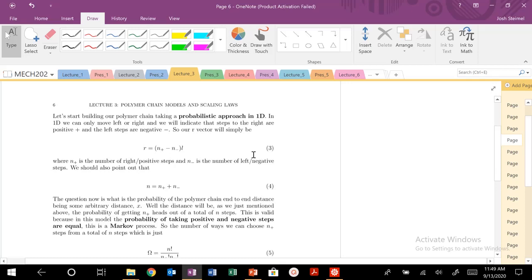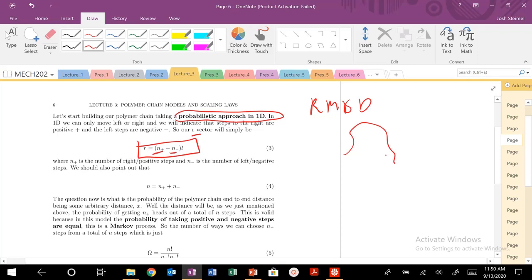So again, we're going to take this probabilistic approach. My R vector, my root mean squared distance, my RMSD, at the end of the day is going to be the number of right steps, the number of positive steps, minus the number of negative steps, times L. So if I build up my polymer, this step, this step, this step, this step, again, this is in 2D, but imagine we're in 1D. Actually, let us imagine this in 1D.